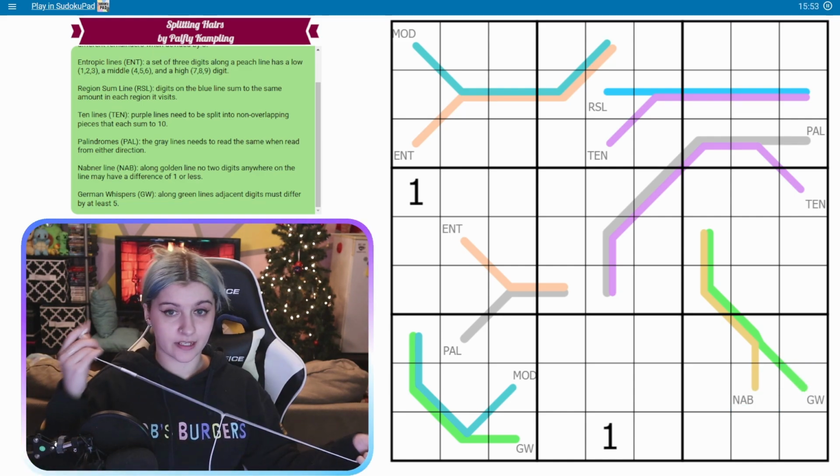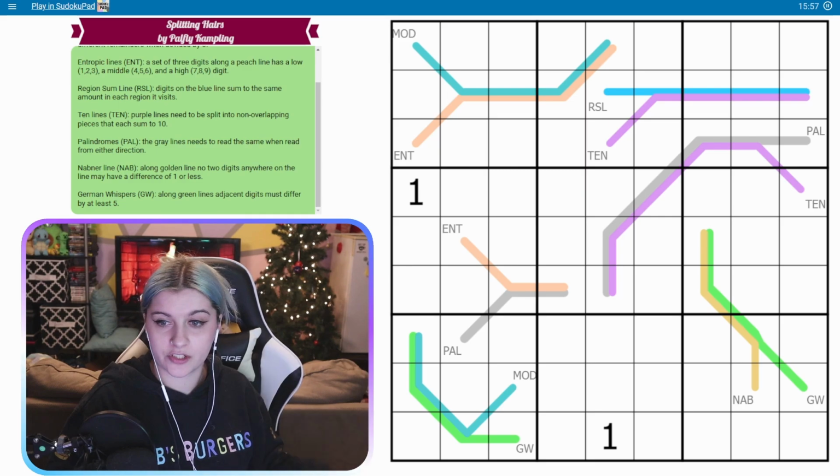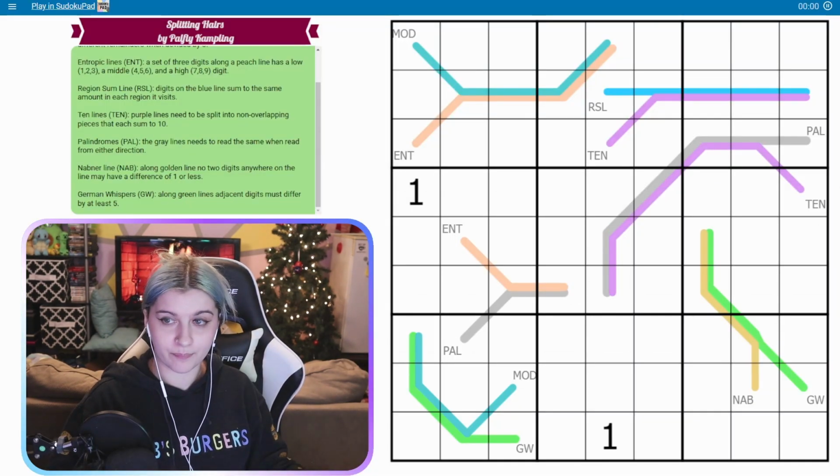All right, my hair is up, which means my brain is going to work at full power, right? No, it just means it's not bothering me anymore.